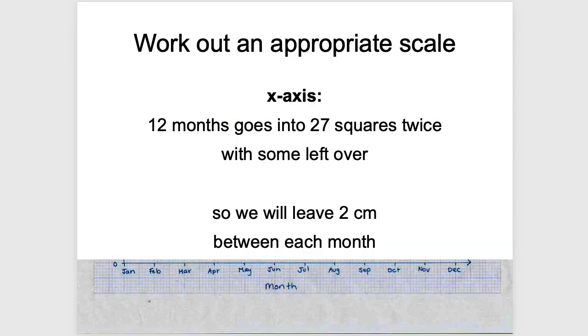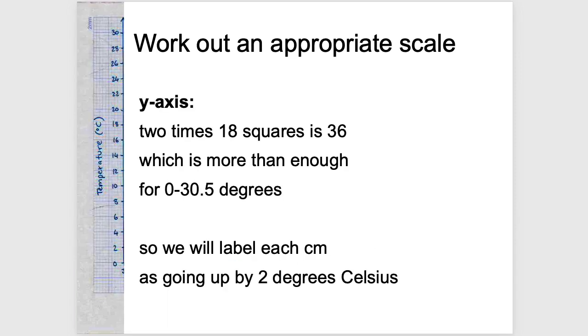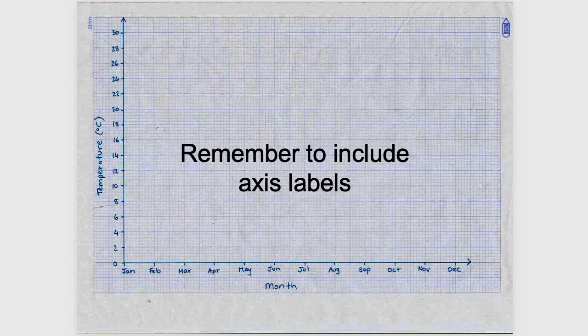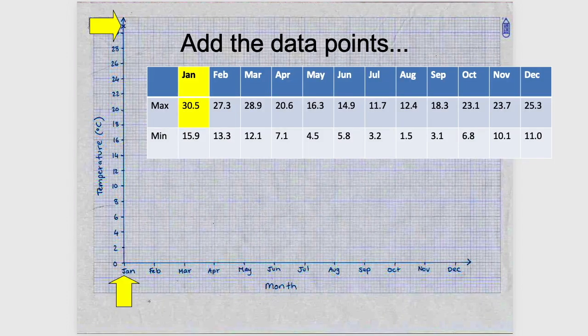To work out an appropriate scale, we can see our 12 months go into the 27 squares twice with some left over, so we'll use 2 centimetres for each month. For the y-axis we only have 18 squares, but if we use 2 degrees for each square, that will give us a range of 36 degrees, which is more than enough. So fill in your scale, and remember to include the axis labels. Then you can add your data points.